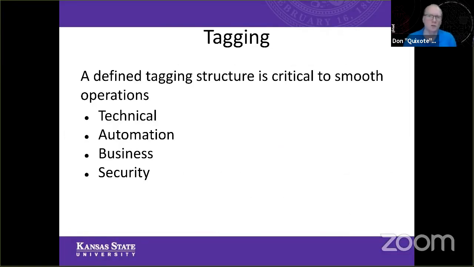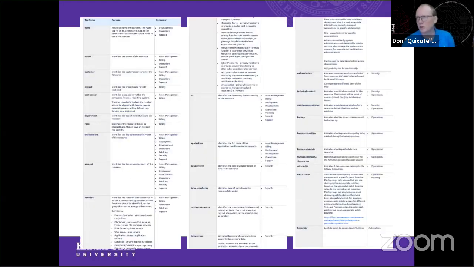Tagging is critical. You really need to think about your tagging policies. If you don't do this, it's going to become the Wild West and become spaghetti at some point. So there are several things you really need to look at: the technical aspects of tagging, any automation things, business needs, and security. So here's a view from our wiki of all of the tags we currently have.